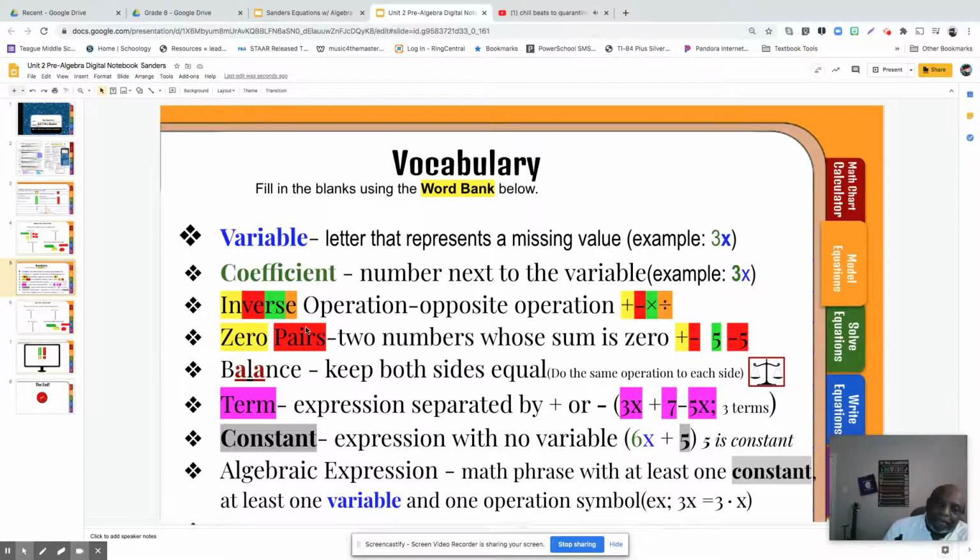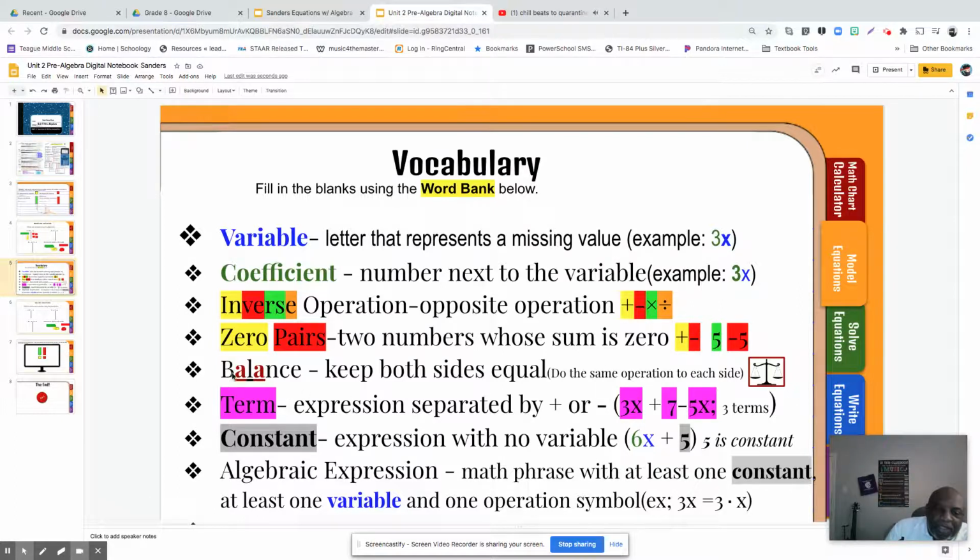All right, next. Inverse. You can see I used some different opposite colors like yellow, red, green, orange, things of that nature. So inverse just means an opposite operation. So the opposite of addition is subtraction. The opposite of multiplication is division. So those are what we call inverse operations. They're opposites of each other.